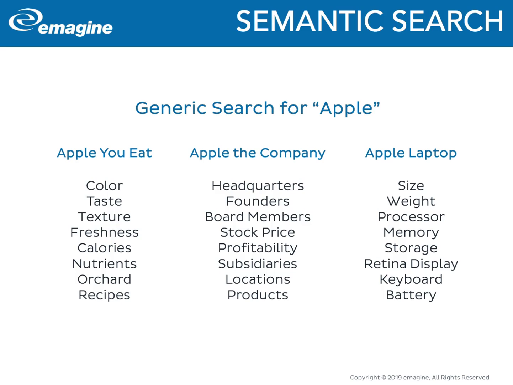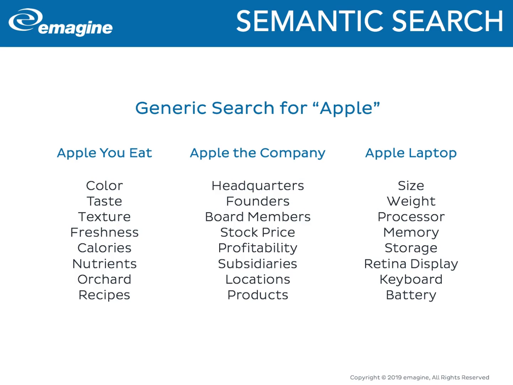So when Google looks at my, say, blog post about apples, if it sees elements like color and taste and texture and freshness and calories and orchard, it would know I'm talking about an apple you eat. But now flip that to the other types of apples that we could be discussing. If within that content it sees, instead of freshness or orchard, it starts to see stock prices or subsidiaries or board members, it knows I'm talking about Apple the company.